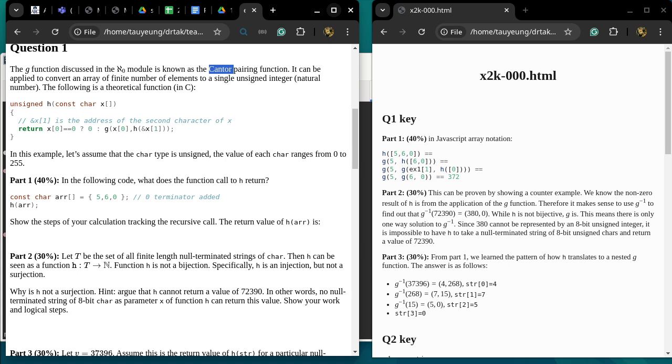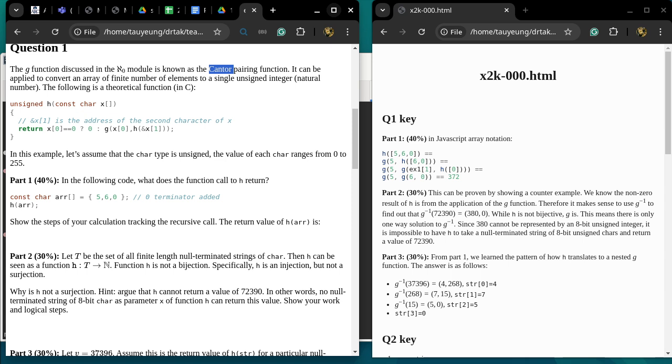It can be applied to convert an array of finite number of elements to a single unsigned integer, and it is null terminated. So this is the function. It is defined recursively. So this is the h function. It can potentially call itself, and this is a ternary expression, which basically means if x[0] equals 0, which means we found the null terminator, then it just returns 0.